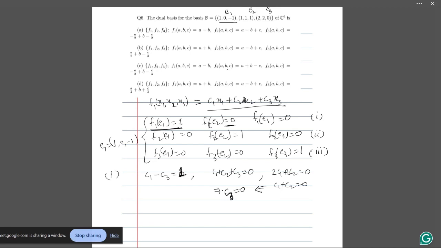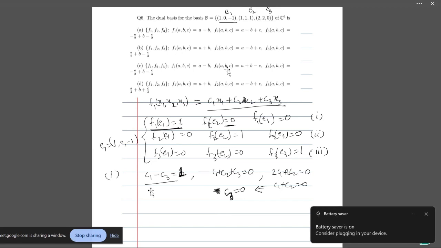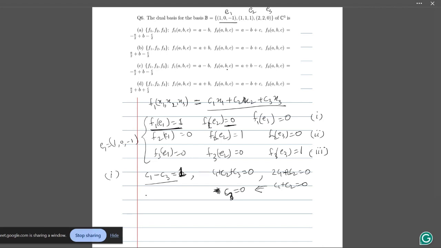Now, C3 is equal to 0. So the first equation will imply C1 is equal to 1. Now what will be C2 from the second or last equation? C2 will be minus 1. So F1 is given by F1 of A, B, C. Constant C1 is plus 1, so here we are getting just A. In the second, C2 is minus 1, so minus B. For C3 we have 0, so no C is coming. So F1 of A, B, C is given like this: A minus B.